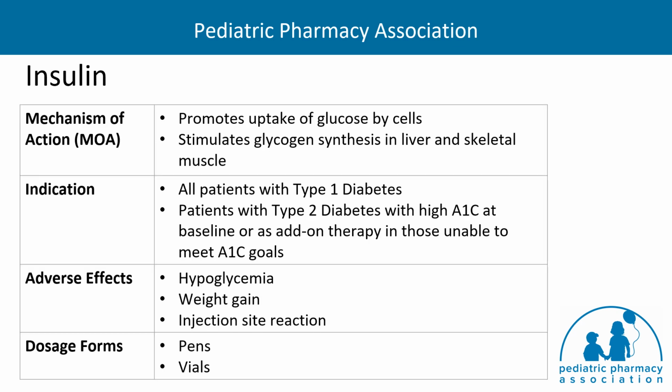Next, we're talking a little bit about what insulin is and how it works. Insulin acts via specific membrane-bound receptors on target tissues to regulate metabolism of carbohydrates, proteins, and fats. It promotes uptake of glucose by cells, and it stimulates glycogen synthesis in liver and skeletal muscle. The main target organs for insulin include the liver, skeletal muscle, and adipose tissue.